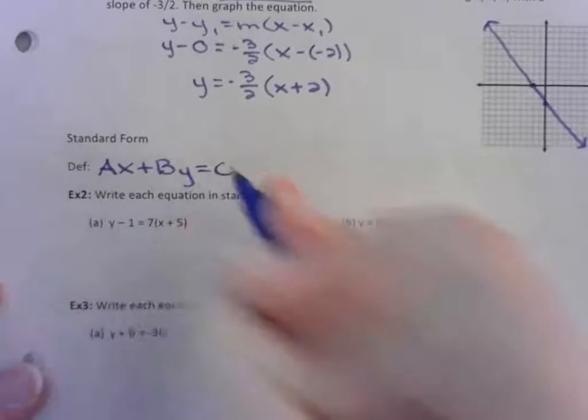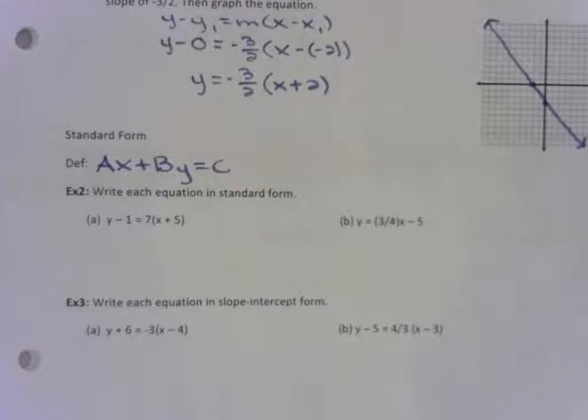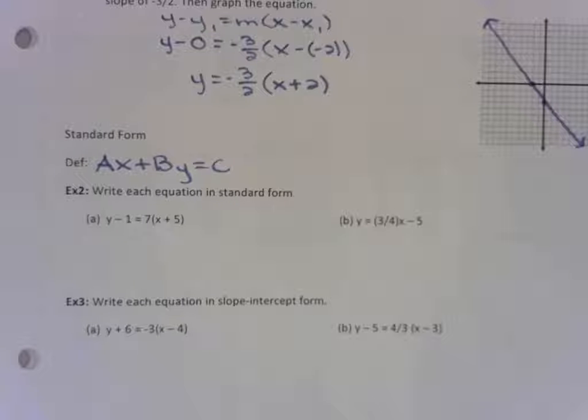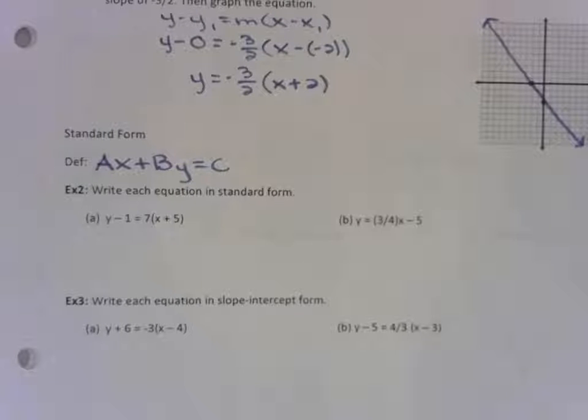So basically, if I want to write something in standard form, what do I need to do? We've done this before in chapter 3. If I want to write something in standard form, what do I need to do? Get x and y on the same side equal to a number, equal to a constant. So you're going to have a number times x plus a number times y equal to a number. 2x plus 5y equals 7, or something like that. So this is standard form. Okay, we have 3 ways: slope-intercept, point-slope, standard form.